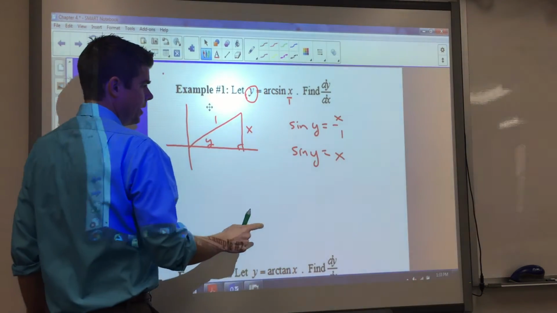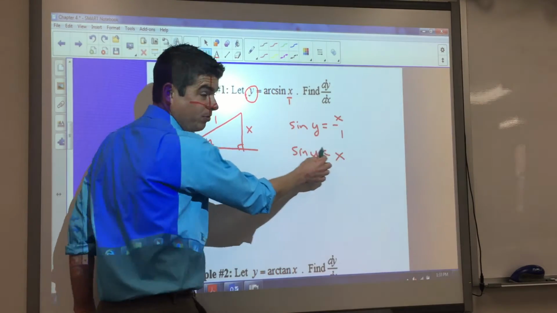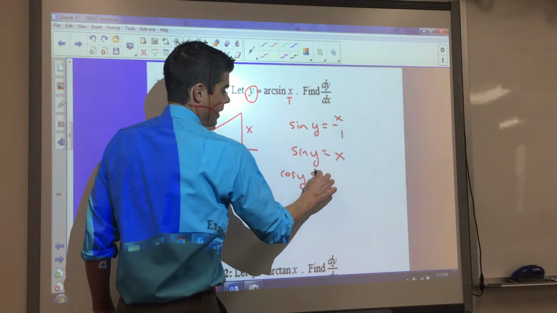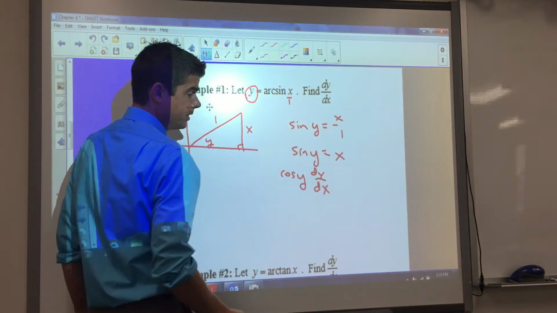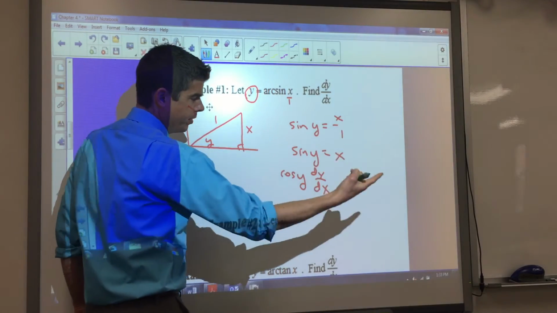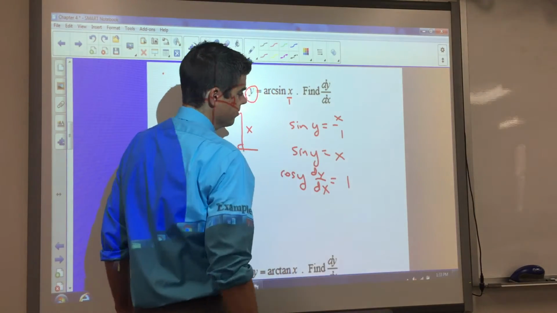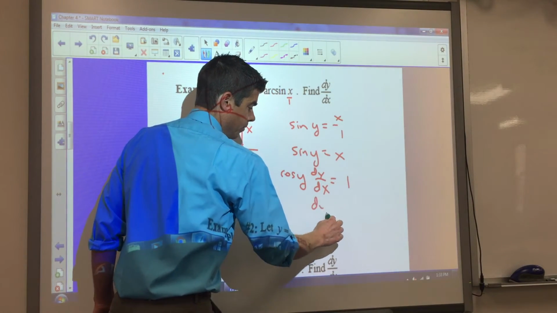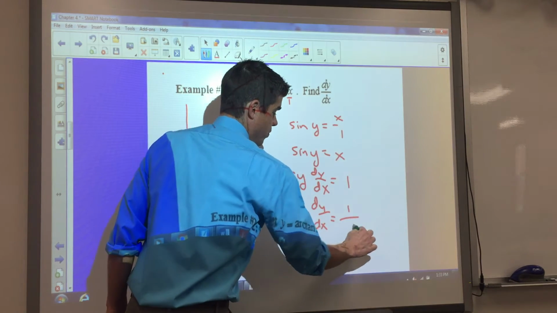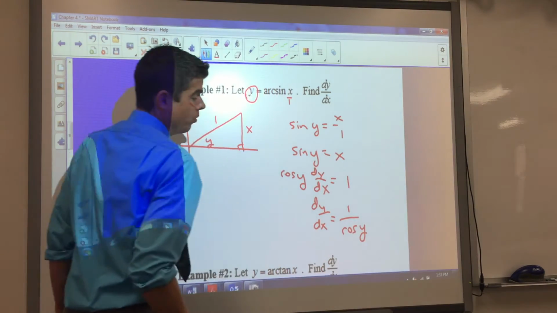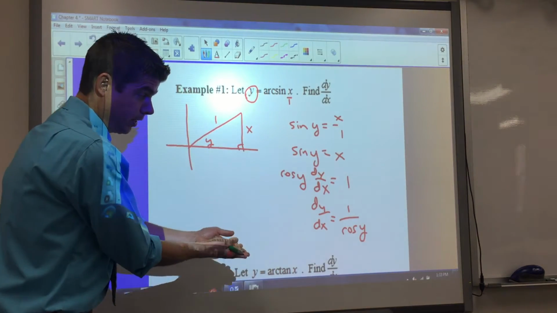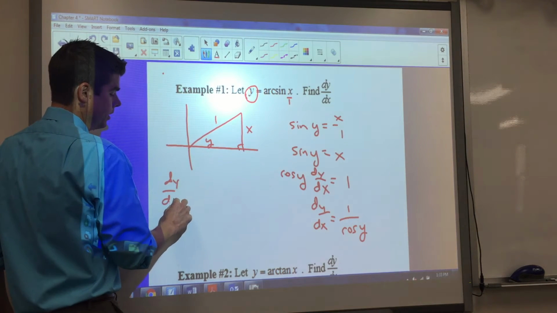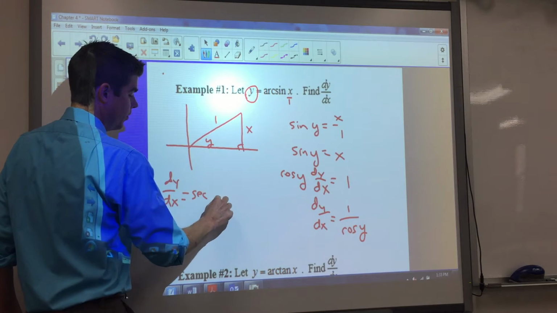Okay, let's go ahead and think about this. I know how to take the derivative of this. The derivative of sine of y is cosine of y, but I'm going to multiply immediately by dy dx, because I'm trying to find the derivative of y with respect to x, and the derivative of x is 1. Now I can divide cosine y over, so I get dy dx is equal to 1 over cosine of y, which I should recognize as the reciprocal of cosine y, which is secant of y. So now I have dy dx is equal to secant of y.